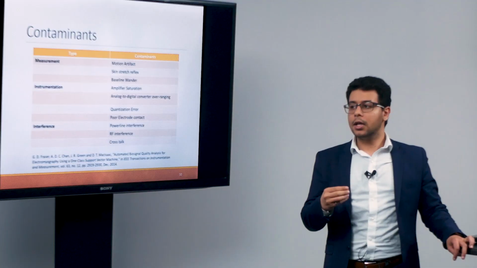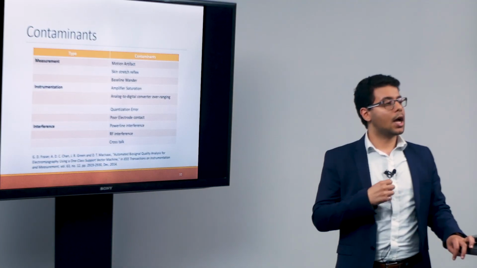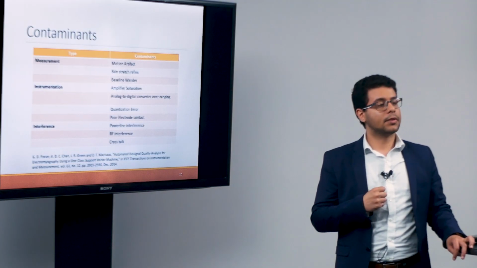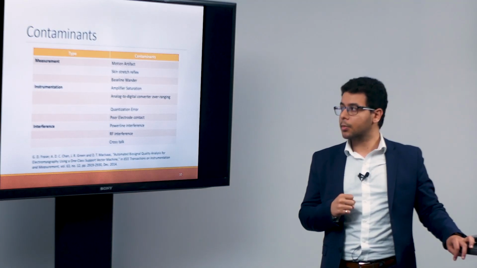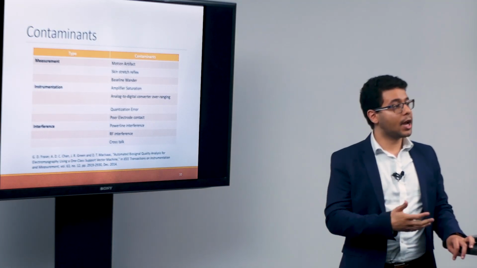Motion artifact, baseline wandering, and skin stretch reflexes are usually there because the subject is moving, or you're getting some noise as the point of contact of the device on the patient is getting some motion into it. Instrumentation, on the other hand, is when you're reaching the limits of the devices you're using to collect, and an example would be amplifier saturation. And finally, interference is something from the outside, as an example, power line interference or RF interference and crosstalk.